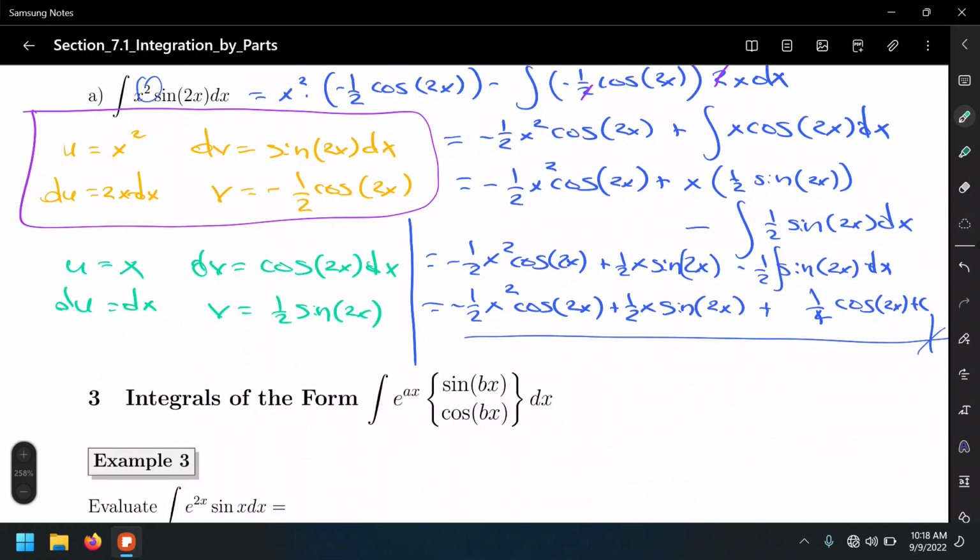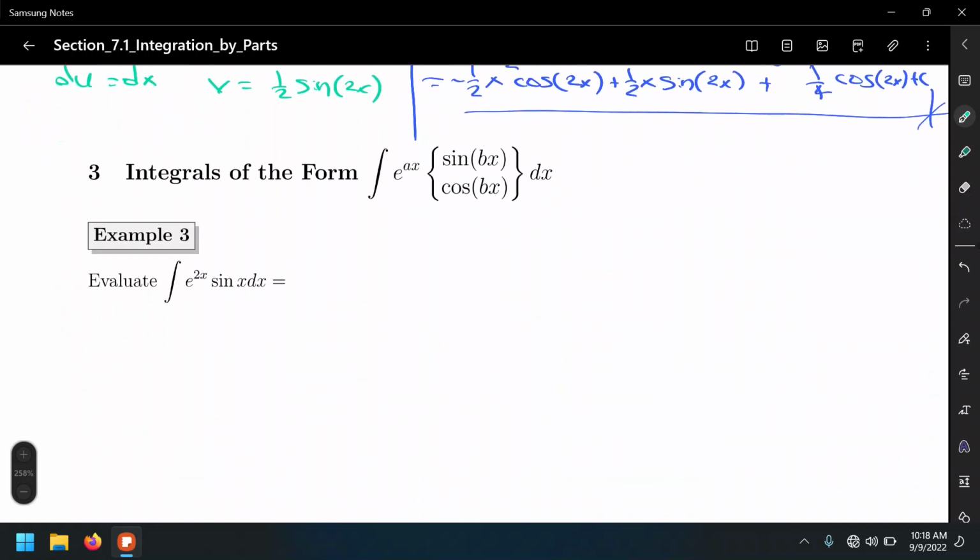Well, there's a special integral that you might want to be aware of: integrals that contain the form e to the ax times either sine or cosine. What about this kind of integral? It's a little dangerous integral, but in this case, treat the problem as an equation.